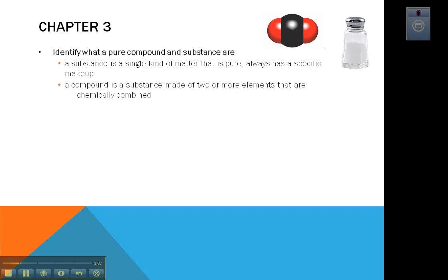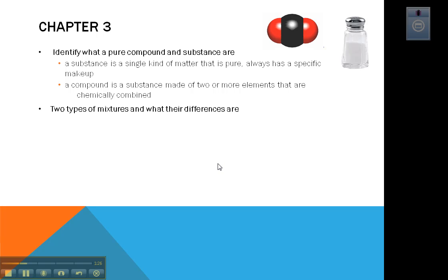And see if you recognize. Yes, you're correct. Carbon dioxide. We've got one carbon, 2 oxygen here for our CO2. So our pure substance, and then we have our compound, which is 2 or more elements that are chemically combined.